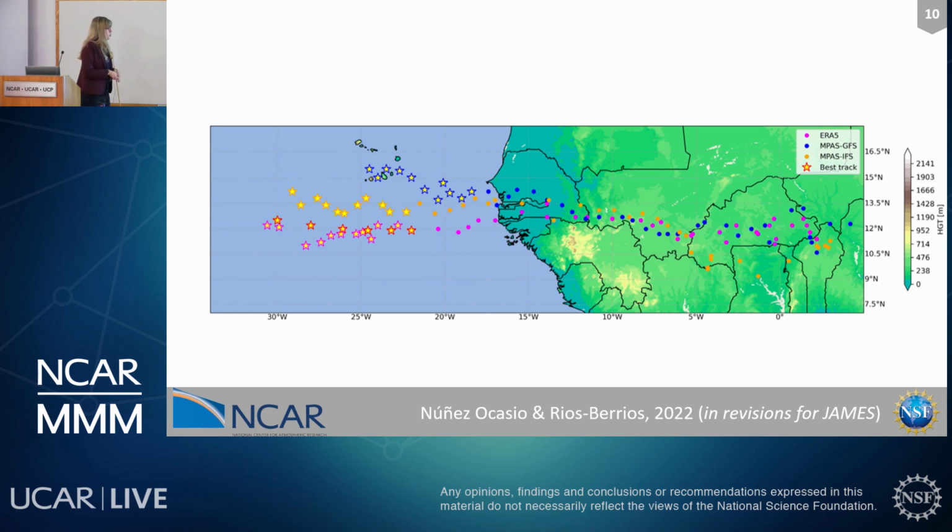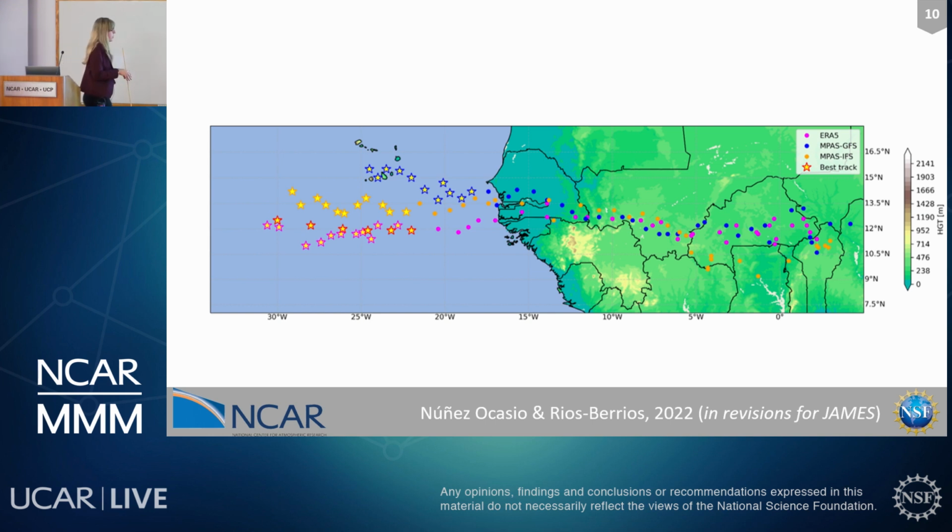So here I am showing you the track of pre-Helene. I manually tracked this wave using 700 hectopascal meridional wind. We also used an automated tracker. It turns out they were pretty similar. And I am showing you in magenta, ERA5. So MPAS initialized with GFS in blue, MPAS initialized with IFS in orange, and then the best track here in the red stars. And so I'll briefly go through what we see here.